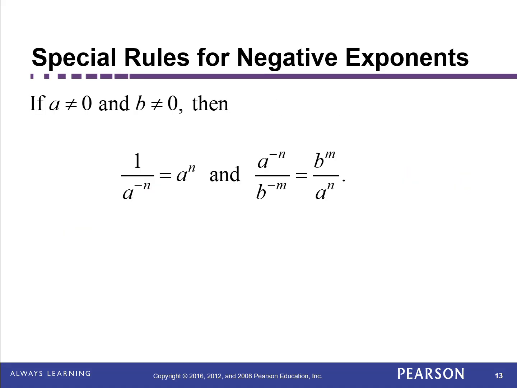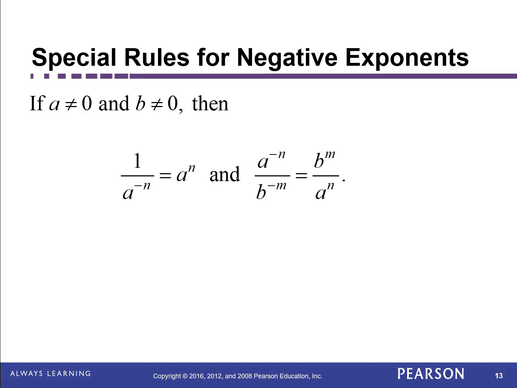All right, special rules for negative exponents. If a is not equal to 0 and b is not equal to 0, then 1 over a raised to the negative n is the same thing as a to the n. So it can work in the other direction too. If you have a negative exponent in the top, you're supposed to bring it to the bottom. If you have a negative exponent in the bottom, you're supposed to bring it to the top.